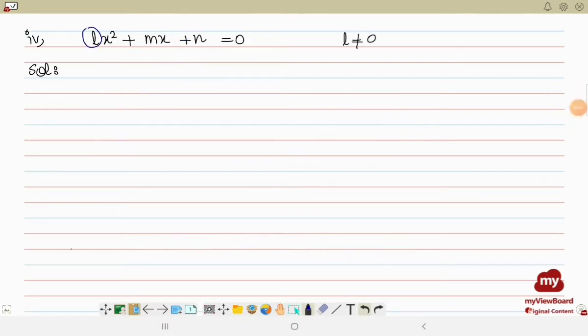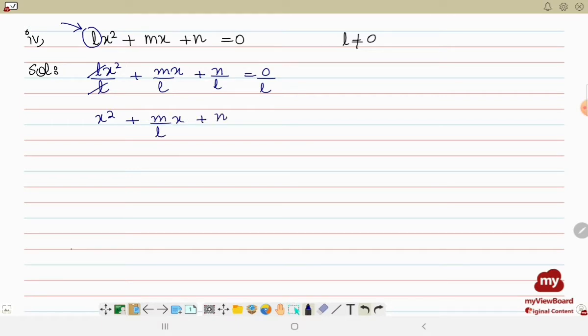Let's solve one more quadratic equation with the help of the completing square method. The very first step is to make the coefficient of x square as 1. Here it is L. So for making it 1, we'll divide the whole equation by L. So L will get cancelled and we are having the coefficient of x square as 1 now. So this was the first step of working, to make the coefficient of x square as 1.